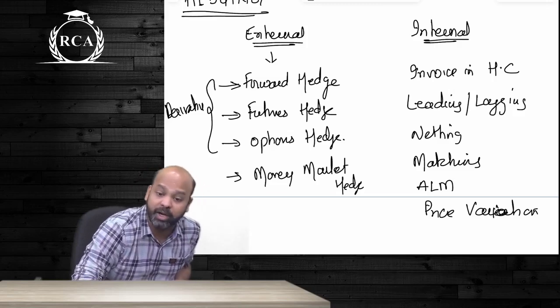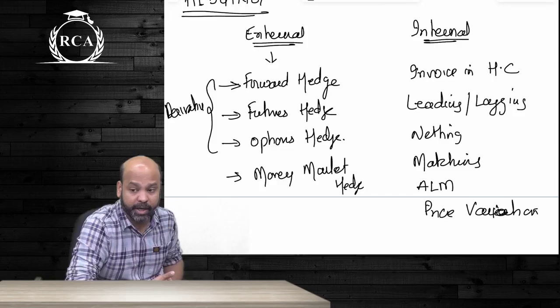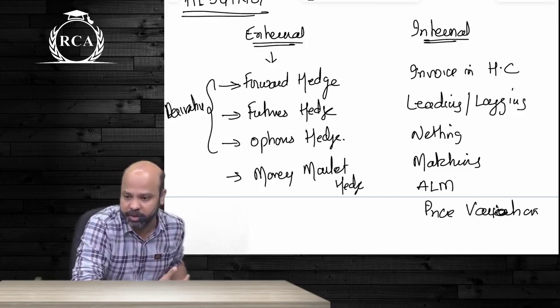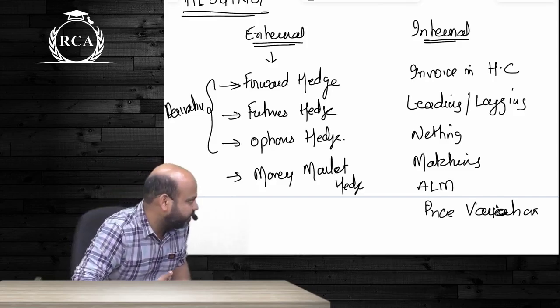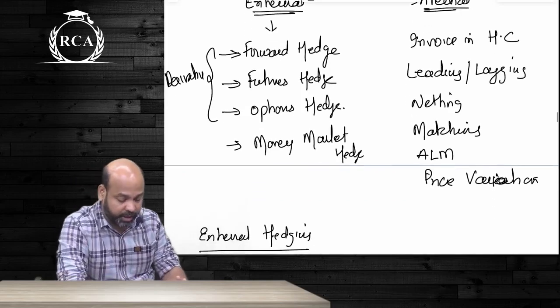In internal hedging, one option is that you can directly invoice in home currency, or you can lead, that is pay before the due date, or lag the payment, pay after the due date. You can net off your transactions. Matching is matching a receivable against a payable. Asset liability management, price variation, bill them a separate amount on a later date. Is that clear?